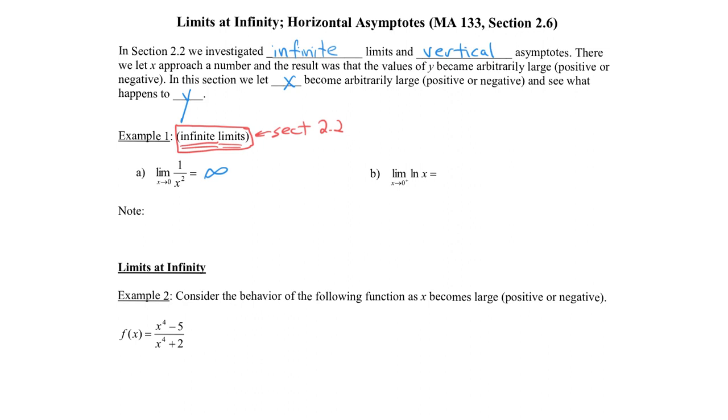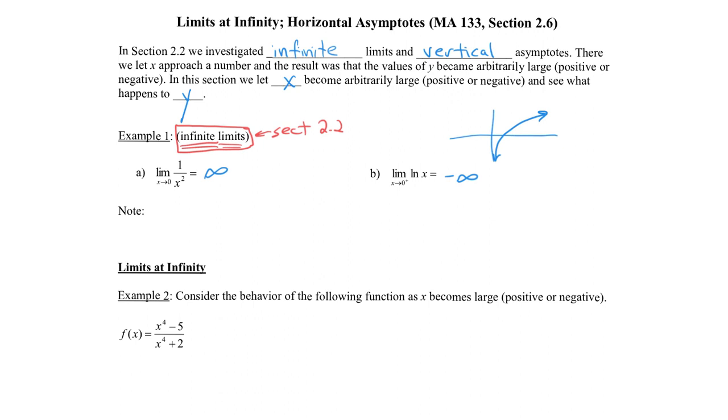And then we had other ones like this where we take the natural log function, we let x approach 0. The graph of the natural log looks like this. So as x approaches 0 from the right, natural log of x is heading down towards negative infinity. So this answer would be negative infinity. So these were infinite limits. The limit of this is infinity, the limit of this goes to negative infinity.